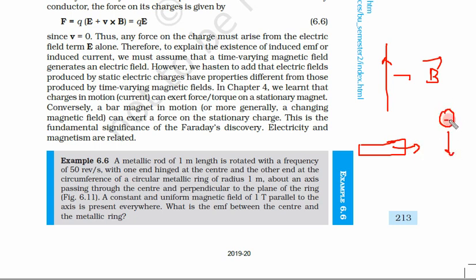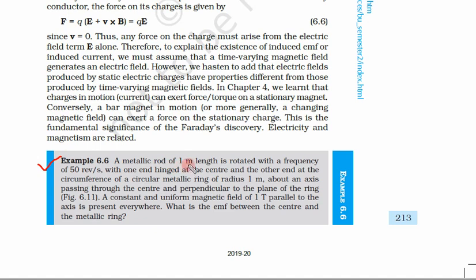Let us say this charge was kept here, so this will produce a force on this charge, and force on charge means this charge will start moving and will produce a current. So moving magnetic fields produce current, and moving charges produce magnetic field. So both are related. Now let us see example 6.6.